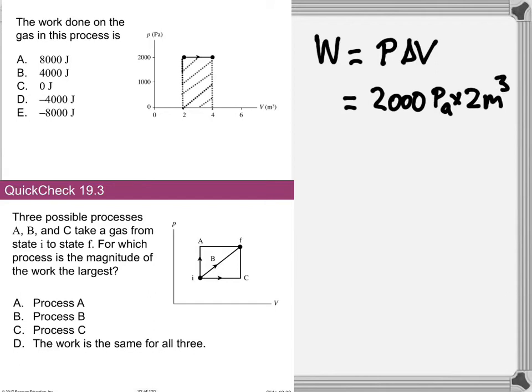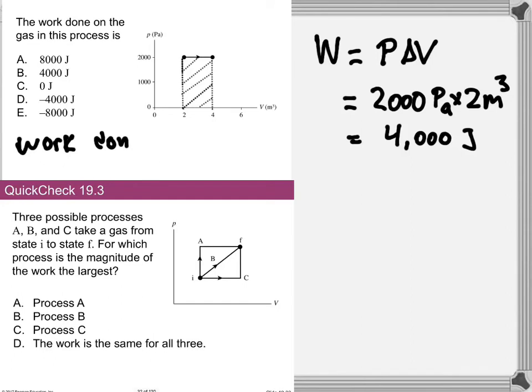Pascals times cubic meters will give you energy. This is work, so energy. So 2 times 2 is 4, 4,000, and pascals times cubic meter is a joule. So the work done by the gas is 4,000 joules.